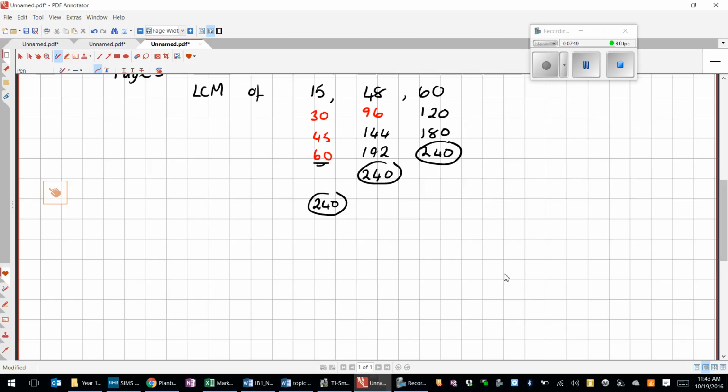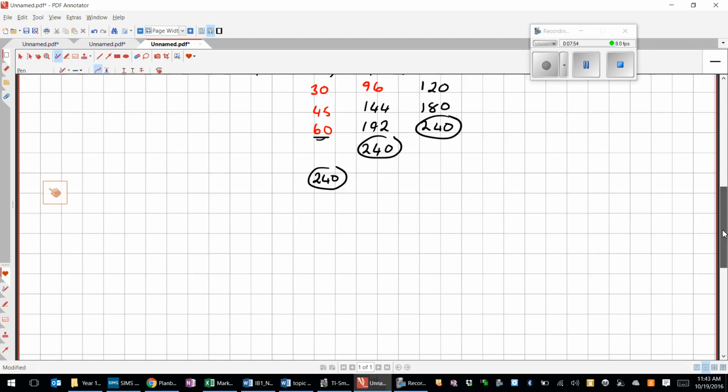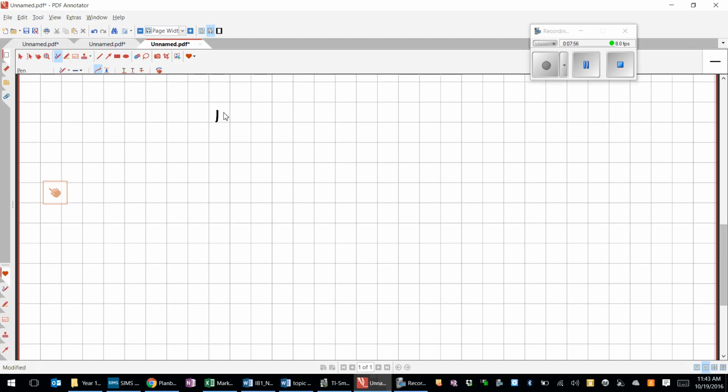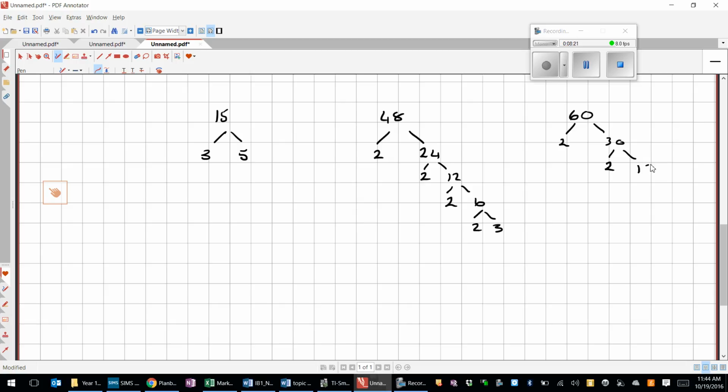Should we have a quick look then at the three Venn diagram methods? So we've got 15, 48, 60 again. Factor trees: 15 is 3 times 5. 48 is 2 times 24, 2 and 12, 2 and 12, 2 and 6, 2 and 3. 60 is 2 and 30, which is 6 and 10. And 15, which is 3 and 5.